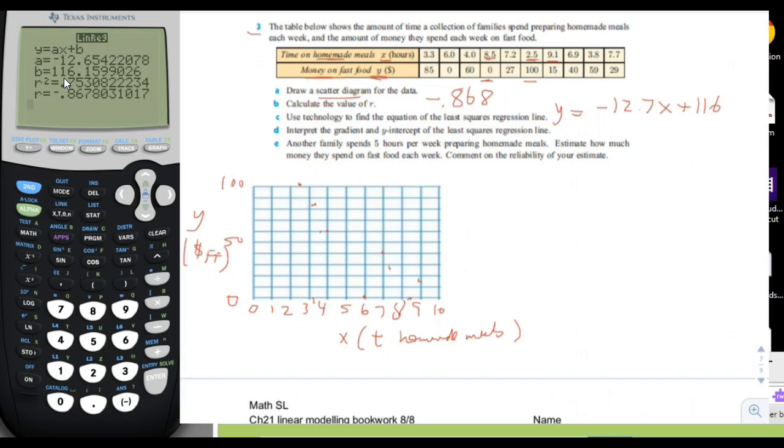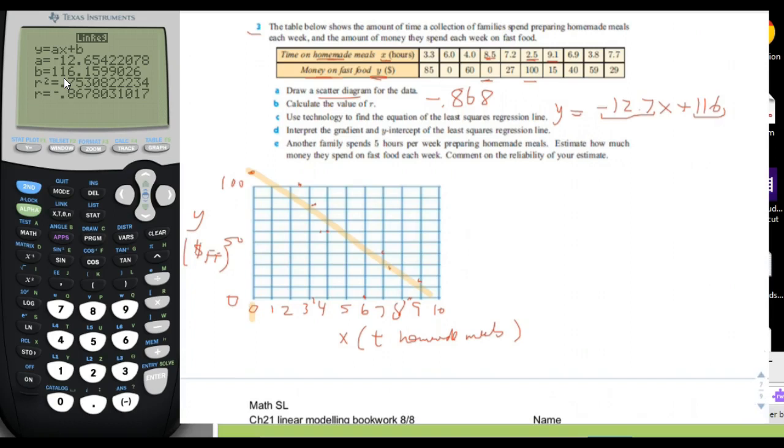Interpret the gradient and y-intercept of the least squares regression line. So this is the gradient, and this is the y-intercept. Basically, the y-intercept tells me that it's $116, maybe about here, I guess. And I would say that the line probably looks something like that, okay? So the $116 represents the amount of money used for fast food for the person who spends absolutely no time making homemade meals, okay?